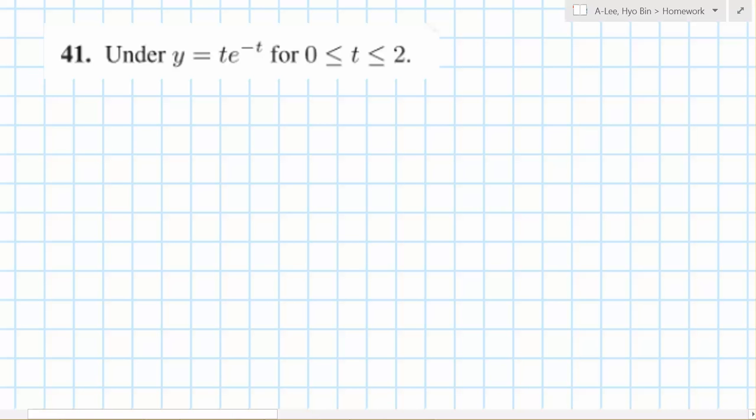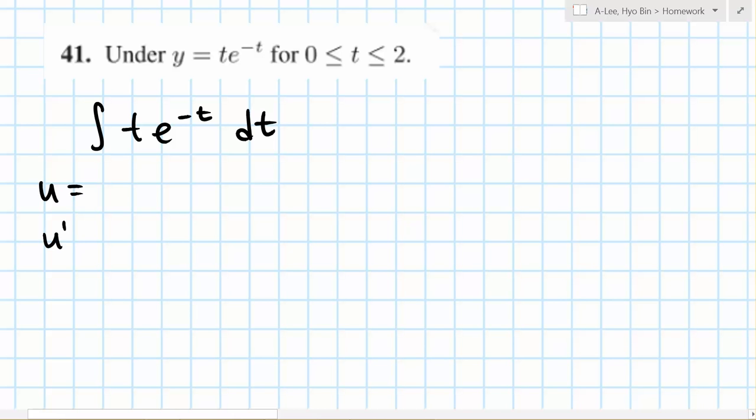So I'm doing number 41, where it asks for the area under the curve for y equals t times e to the negative t for 0 to 2. So I'll take an integral of the function. So it would be like this, dt, and I'll do the integration by parts.